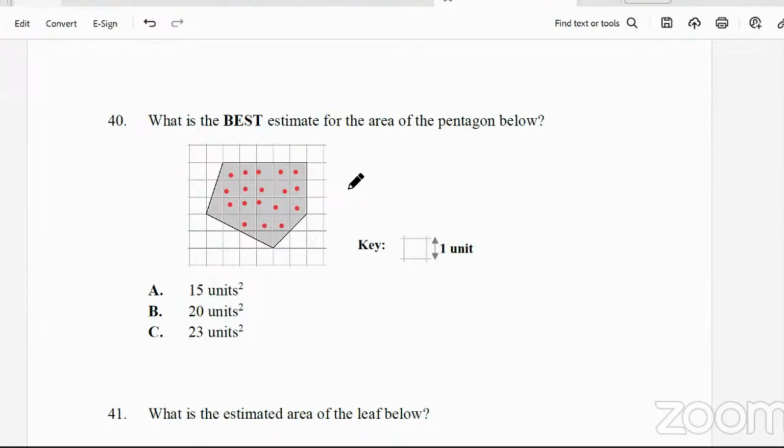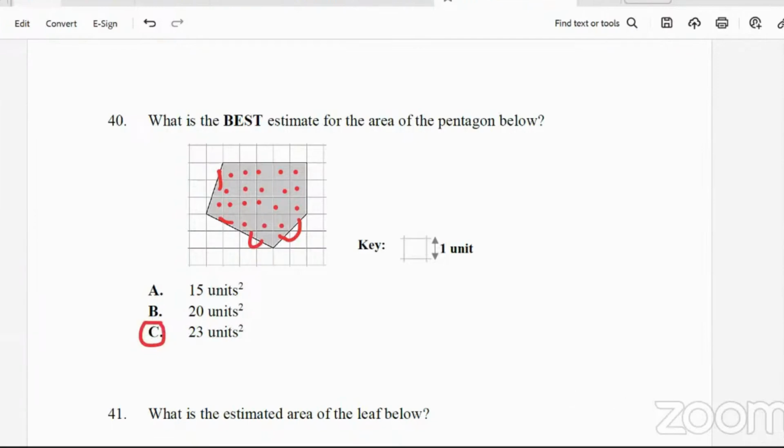The possible answers are 15, 20, 23. So of course it would not be 15 units because we've already passed that. So let's see how best we can combine. So these two could make up another one. So we're now at 19. All right, this would be 20. So we are at 20 and we still have some more to go. So it could not be B either. So this would be maybe 21. This could be 22, and this would be 23. Okay, so I'm going to say the best estimate for the area would be 23 units squared.